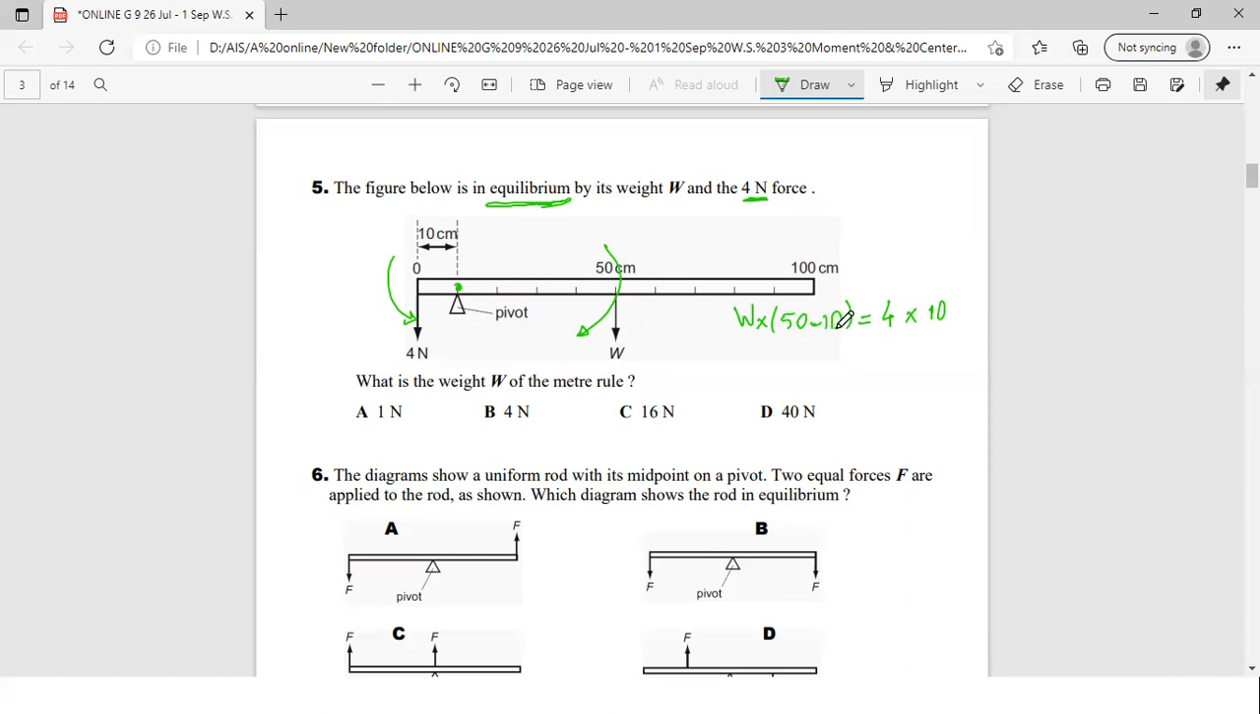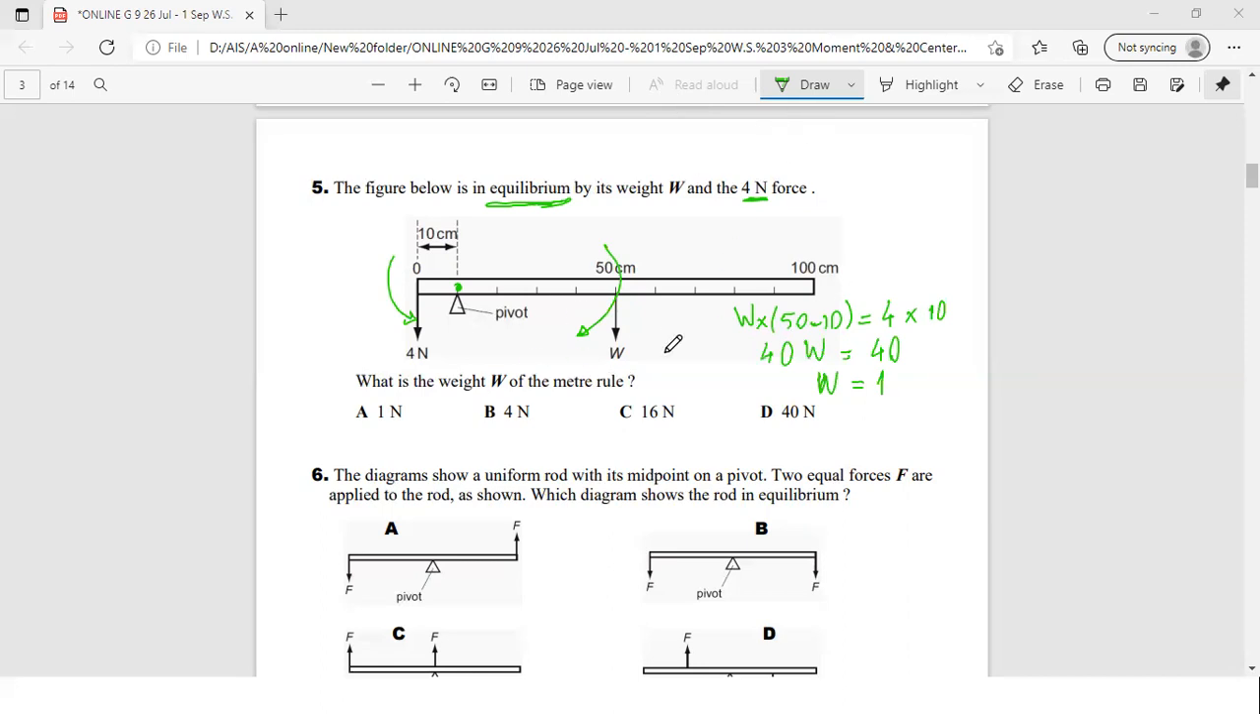So 50 minus 10 is 40. So 40 W equals 4 times 10, which is 40. Divide by 40, divide by 40. As Maya said, W equals how much? 1. Yes, thank you, Maya.